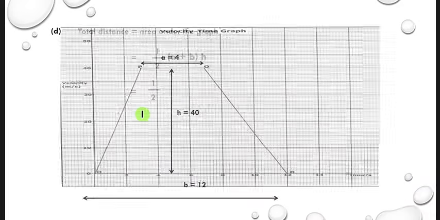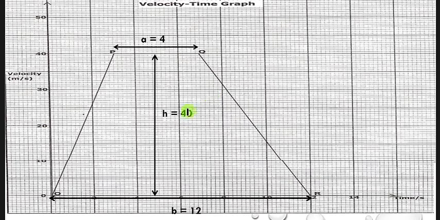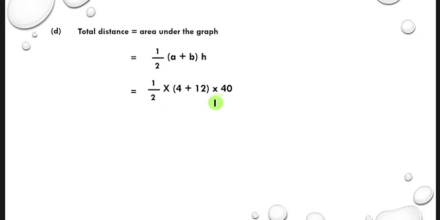So you say open brackets, A 4 plus B 12, close brackets. H is height from here to here. It is from 0 to there, which is 40. Then you evaluate, and you'll find that the answer will be 320. So it will be 320, guys, when you evaluate this. This is mathematics, no longer physics.